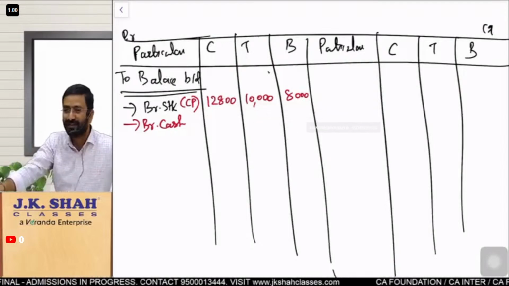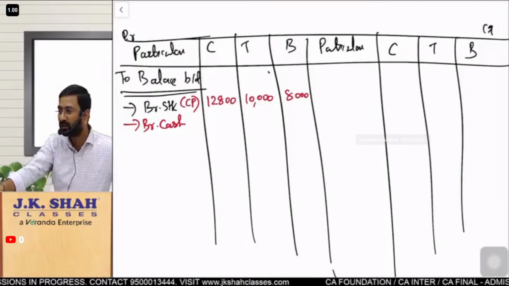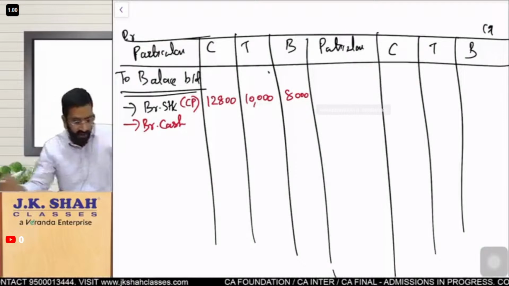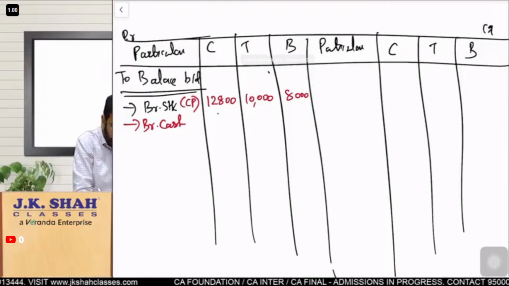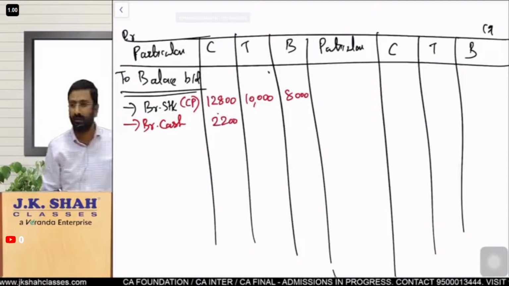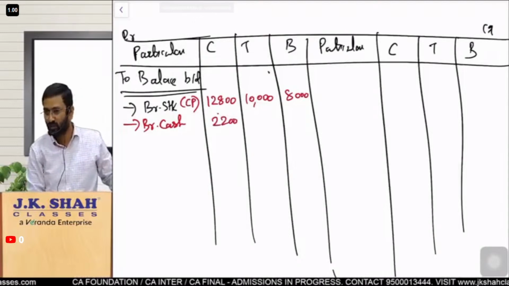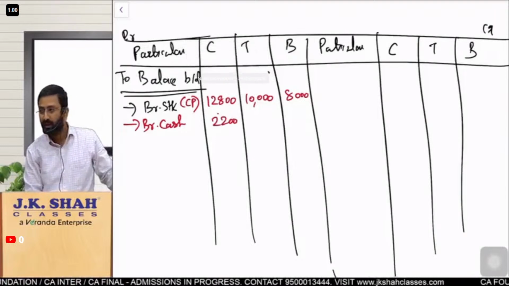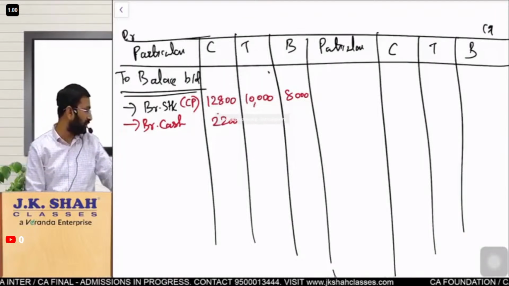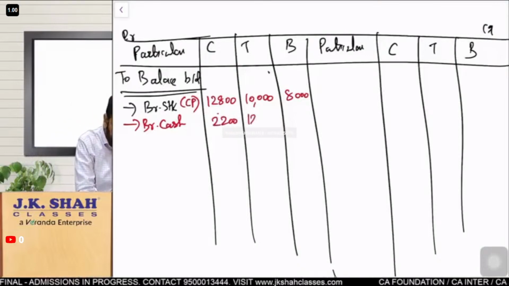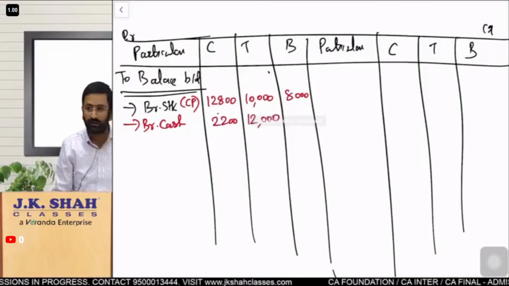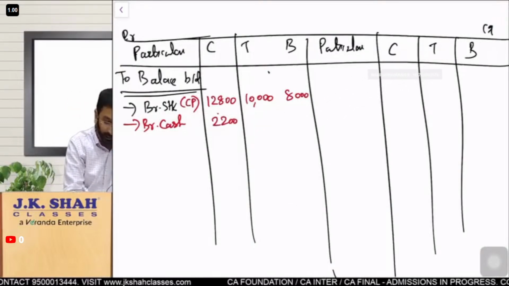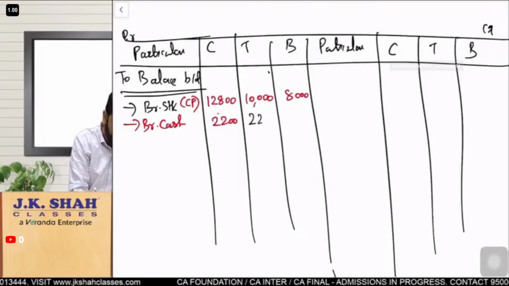Last part. Coimbatore opening balance total of assets is 15,000. Out of that, stock is 12,800, so cash should be 2,200. Same way, Trivandrum total opening is 22,000. Stock 10,000. Cash is 12,000. Okay, cash is 12,000.